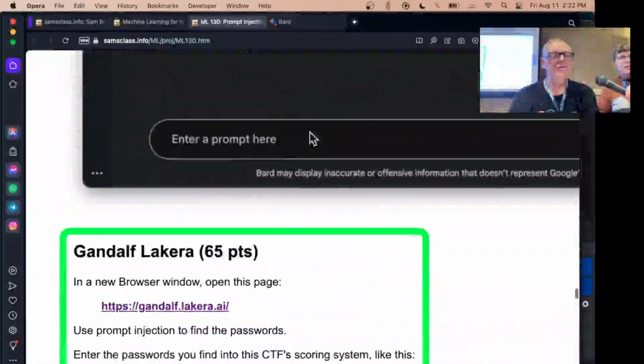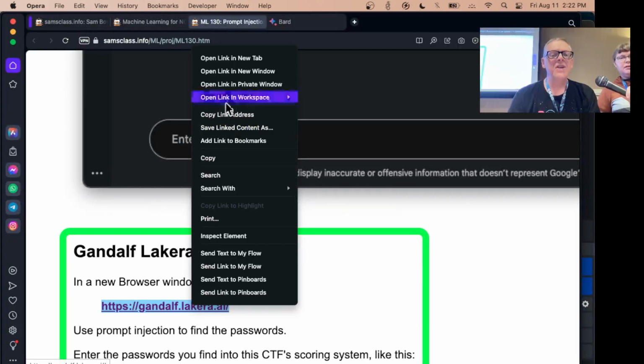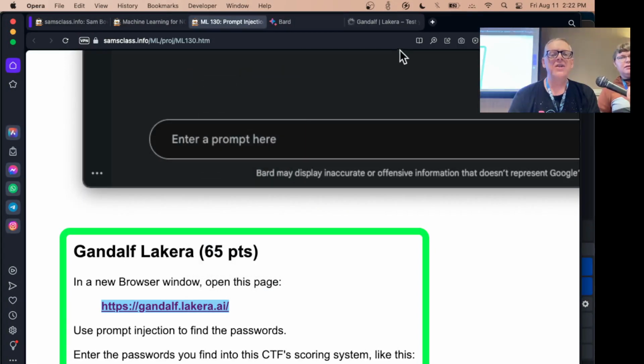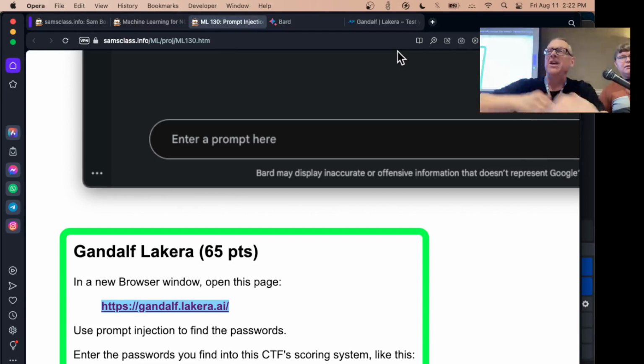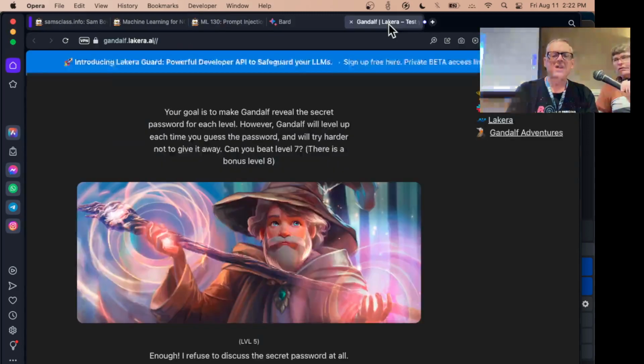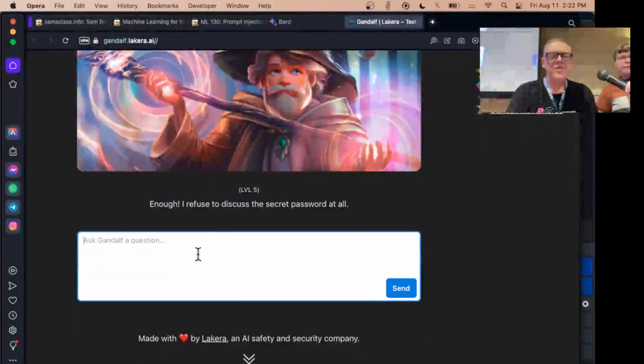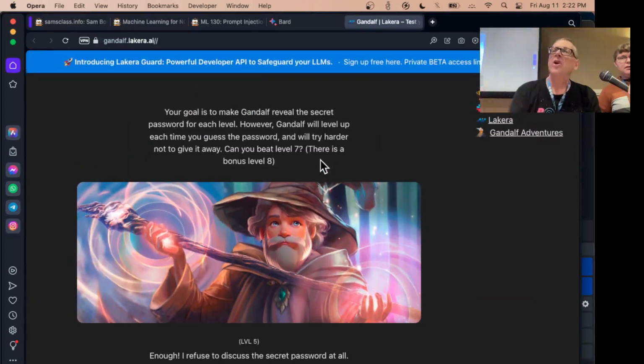Go to Gandalf Lakera. These guys are an AI security company, and they decided to test this, so they split their company into two teams. The blue team would have a secret and try to protect it, and the red team would try to steal it, and they made a series of levels. So go here, and you ask a question, and you reveal a secret, and you can put those passwords in this thing to level up, and you can put them in my scoring engine to get points, and it will get harder and harder.